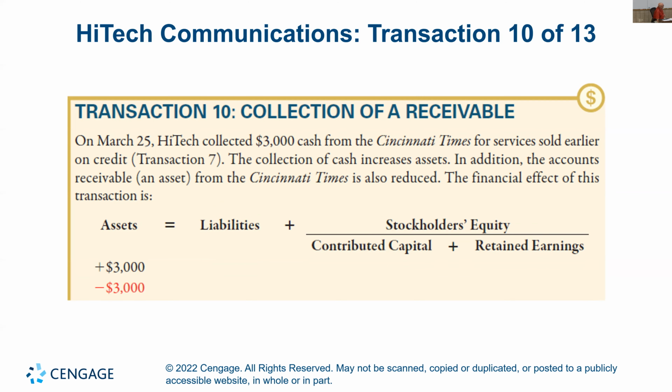Transaction 10, collection of a receivable. Okay, so remember in chapter 7, we did some services. So when we perform the services, we increased our revenue, right? And we also increased our assets, and that asset was called accounts receivable. But now they're paying us money. So in this case, our assets are going up because we are receiving cash, which is an asset. But our assets are also going down, the accounts receivable. They no longer owe us money. Okay. So we can reduce the amount that we have recorded for people that owe us money.